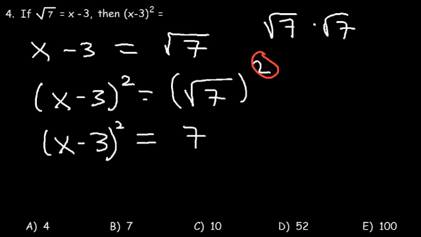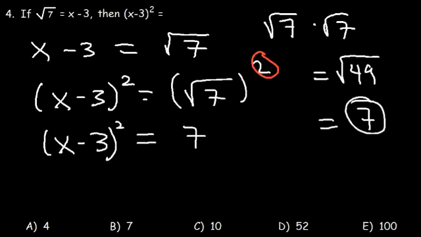The square root of 7 times the square root of 7 is the square root of 49, because 7 times 7 is 49, and the square root of 49 is 7. So therefore, x minus 3 squared is equal to 7. So B is the right answer.